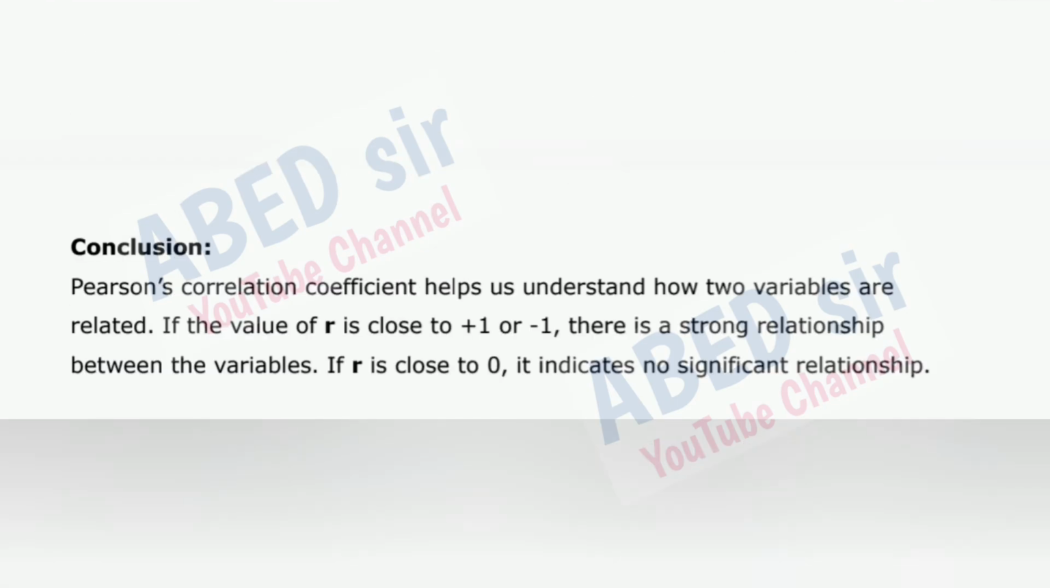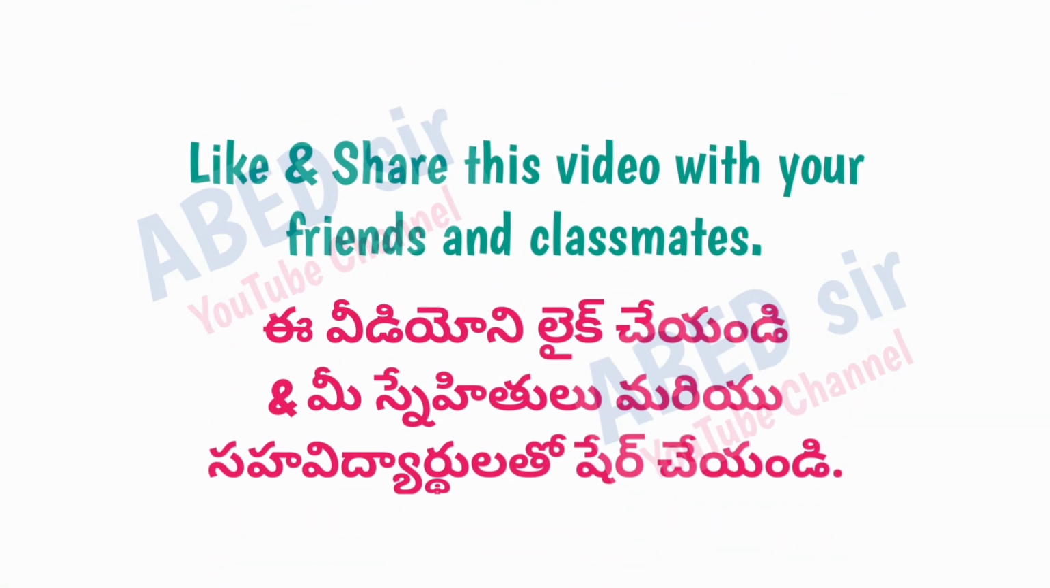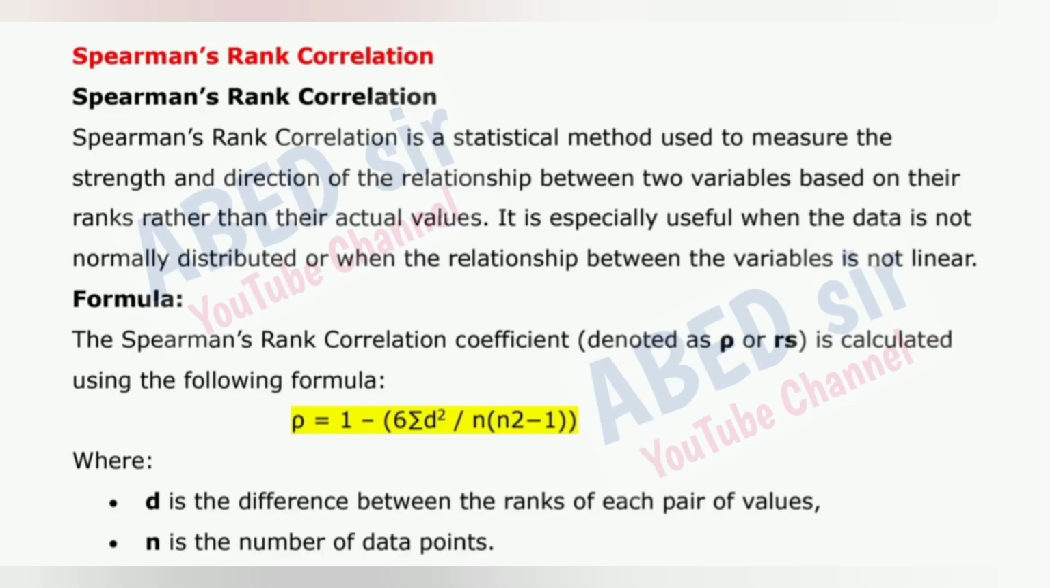Conclusion. Pearson's correlation coefficient helps us understand how two variables are related. If the value of r is close to +1 or -1, there is a strong relationship between the variables. If r is close to 0, it indicates no significant relationship. Next important long question is Spearman's rank correlation.